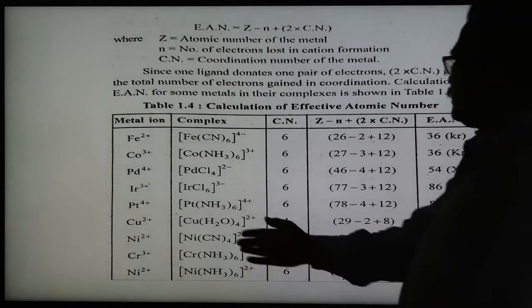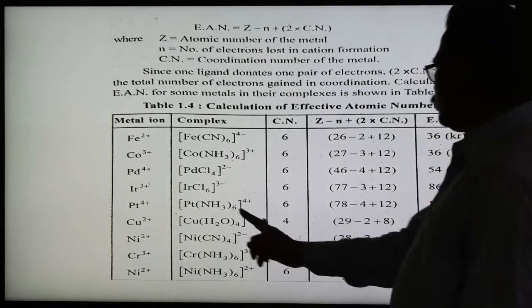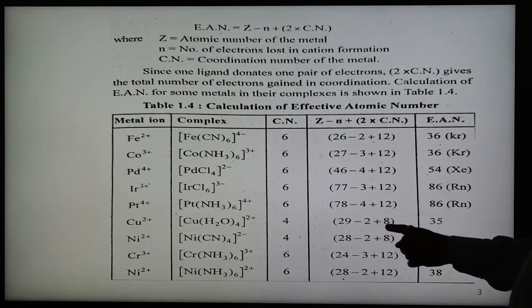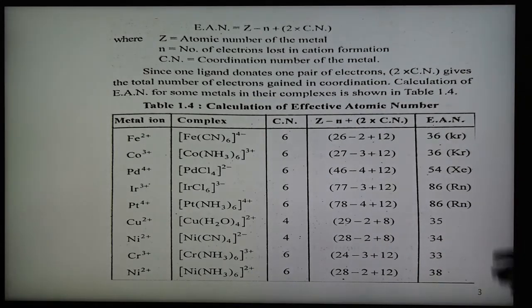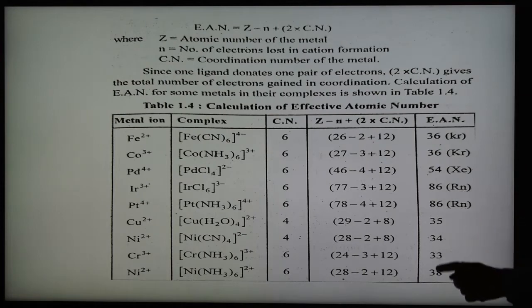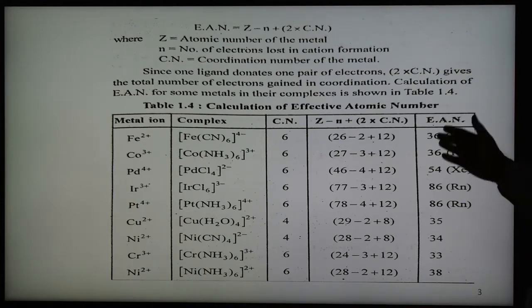For example, now here the copper coordination number is 4, and water is neutral, so copper has 2 plus charge. So 29 is the atomic number of copper, minus 2 plus 8, and we get 35. Sometimes this EAN is equal to 36 of krypton, 54 of xenon, or 86 of radon, and sometimes it is 1 unit less or more than that of noble gases. These are all the examples given here.